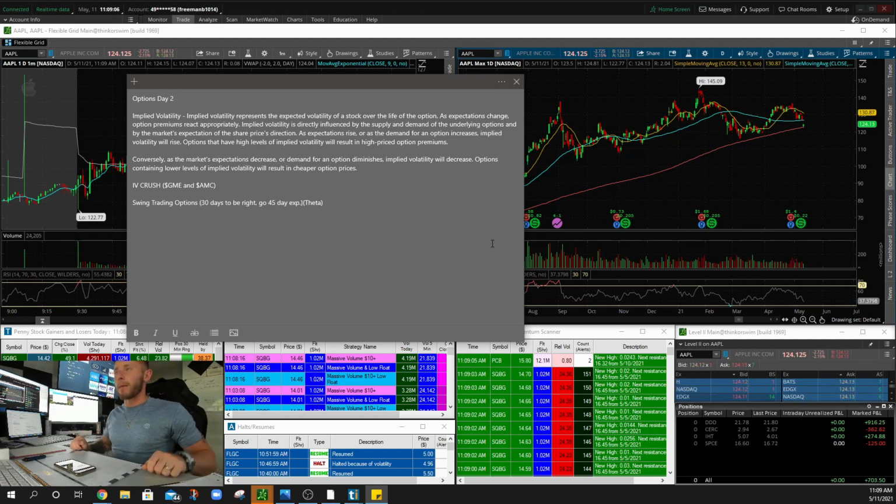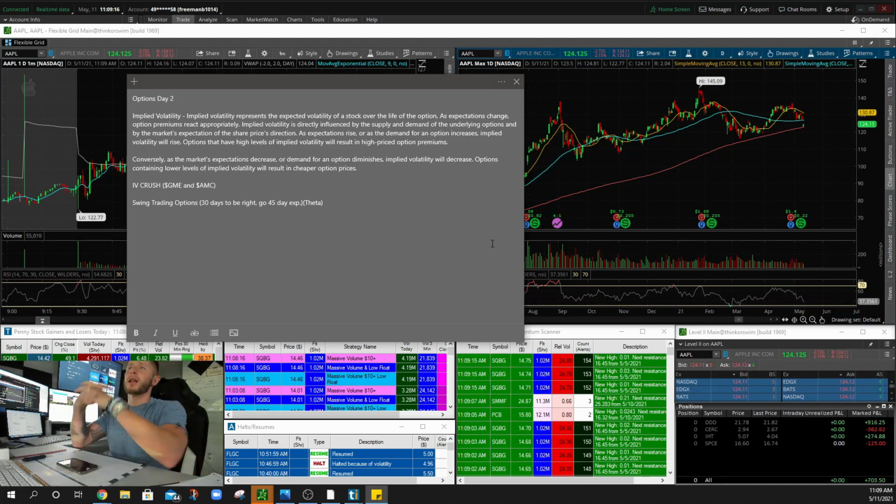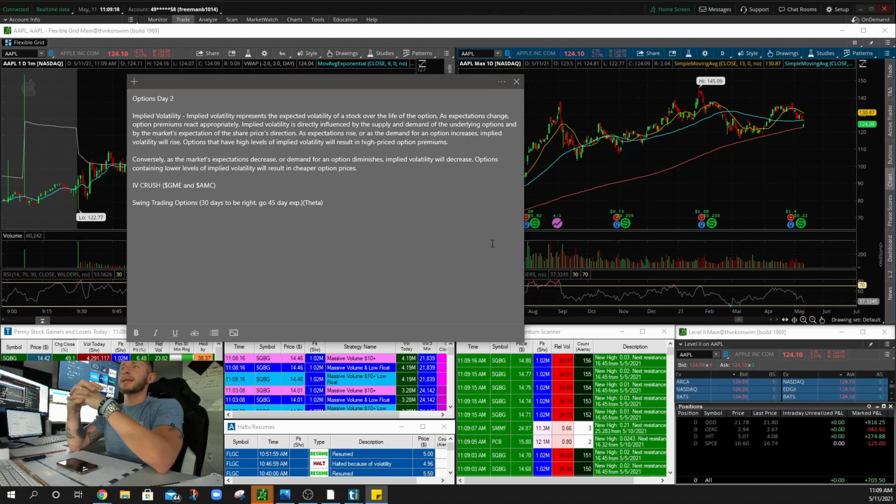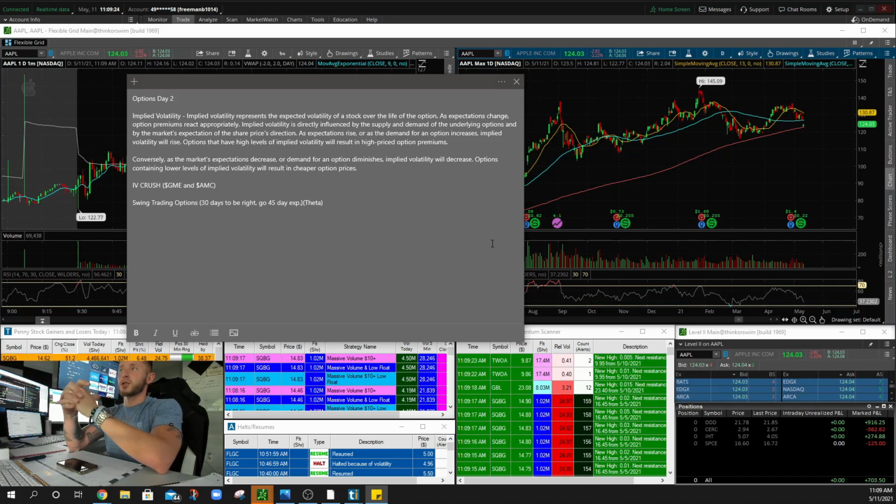All right, so we're going to talk about IV, the implied volatility. Very, very important to understand what the IV is. Implied volatility represents the expected volatility of a stock over the life of an option. As expectations change, option premiums react appropriately.